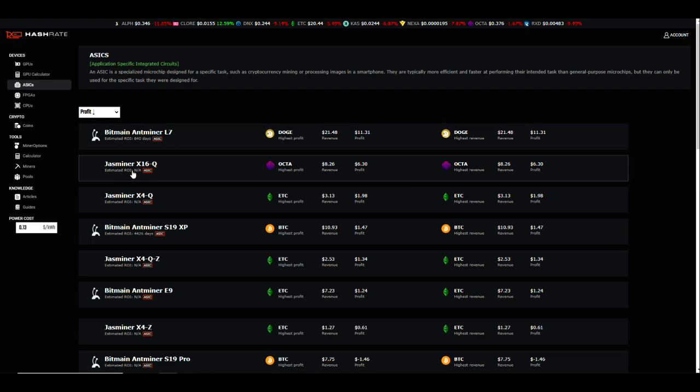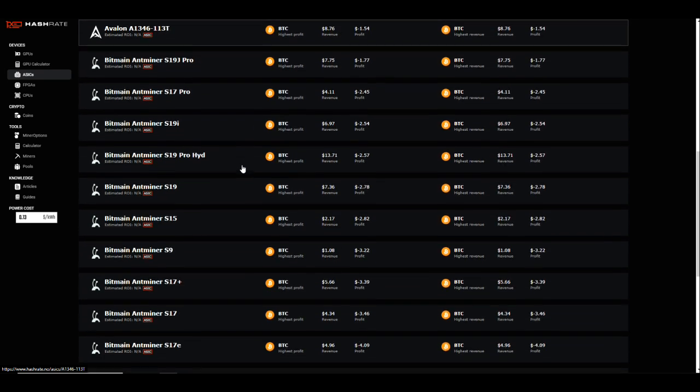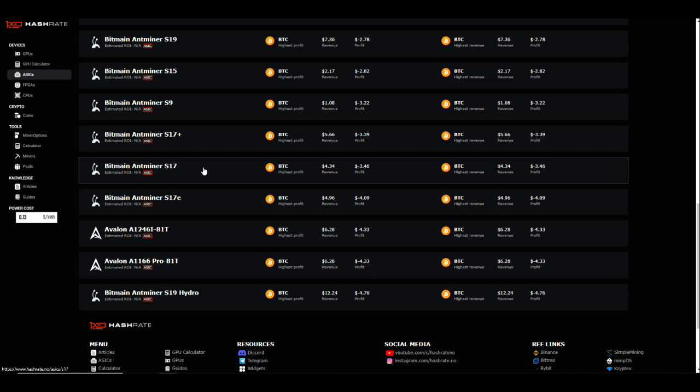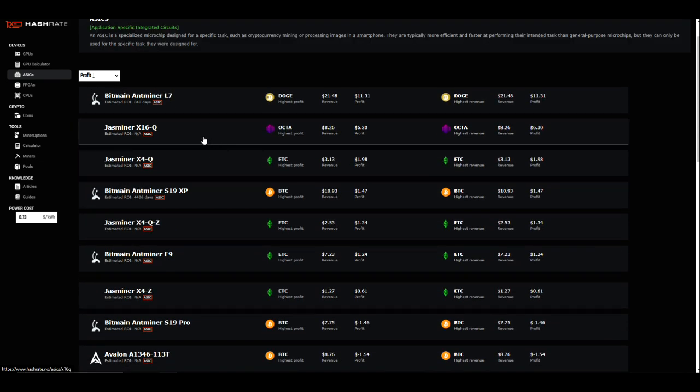So you can see that the Jazzminer X16 is compatible with it, but the E9, the older E7, I mean, there's ASICs that are not able to mine Octa right now. Now, I would expect that probably changes in the future, but I could be wrong about that. But I think a lot of people are sleeping on Octa. If you take a look at the video that I posted a couple of weeks ago, in fact, I'll leave a link to that down in the description below.